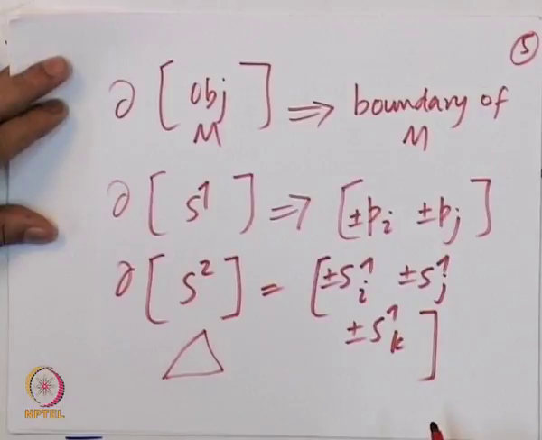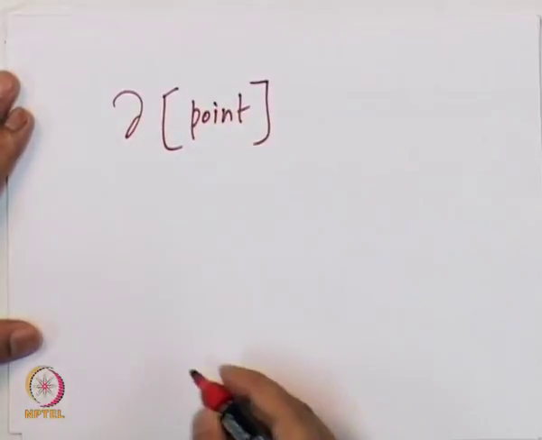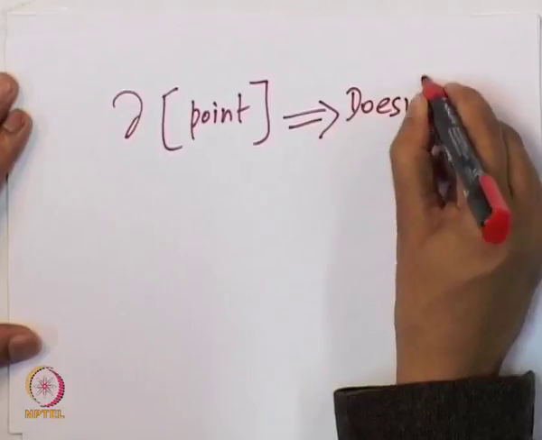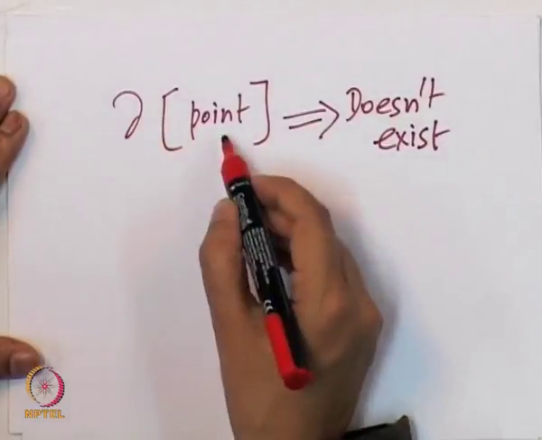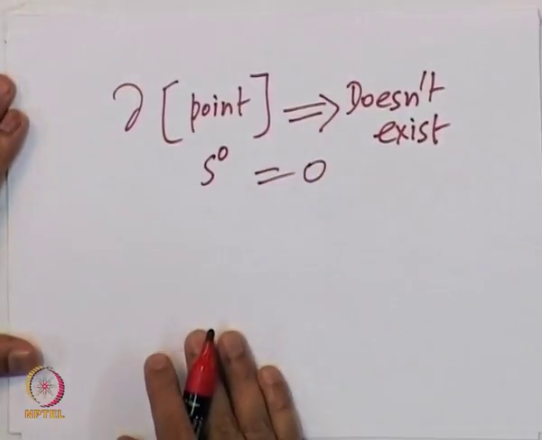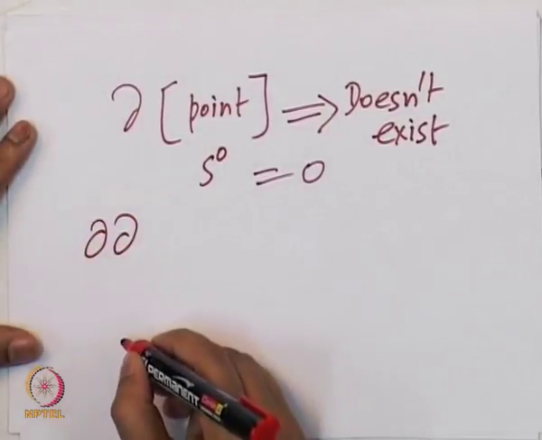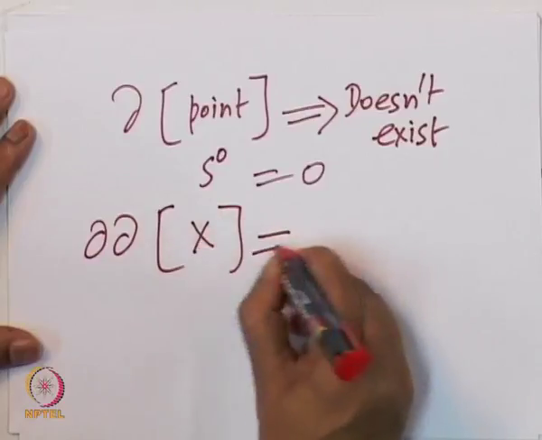What happens when we do the boundary operator on a point? So when you have a boundary operator operating on a 0 simplex, the boundary doesn't exist. In other words, when the boundary operator is operating on S0, we get a value 0. So that is one thing that we should understand. Second thing is, when we do the boundary operator twice, the value regardless of what you put, x will always be equal to 0.